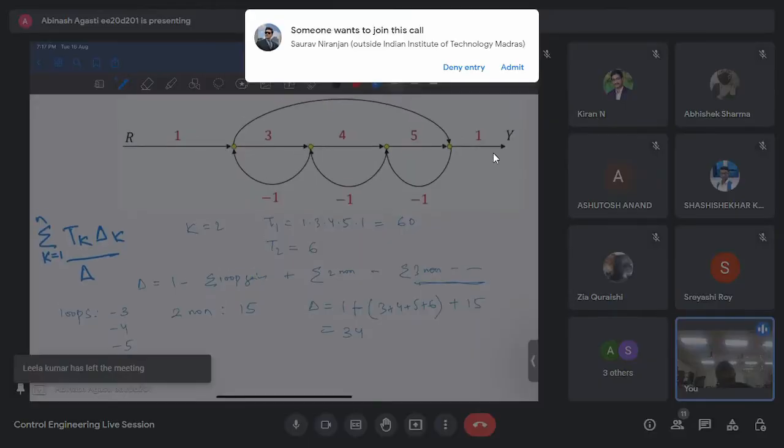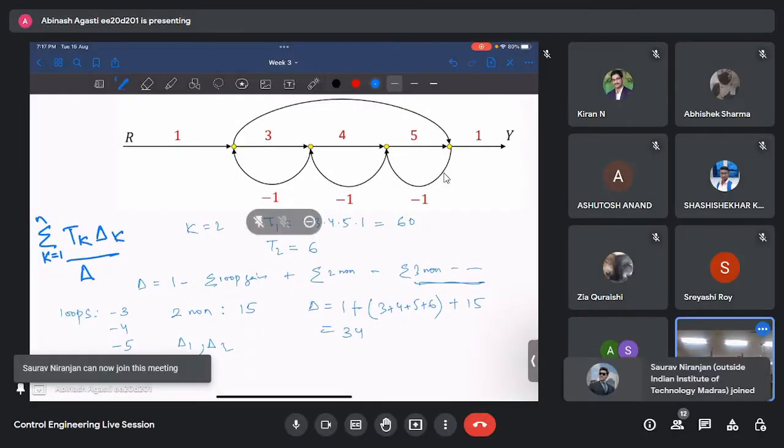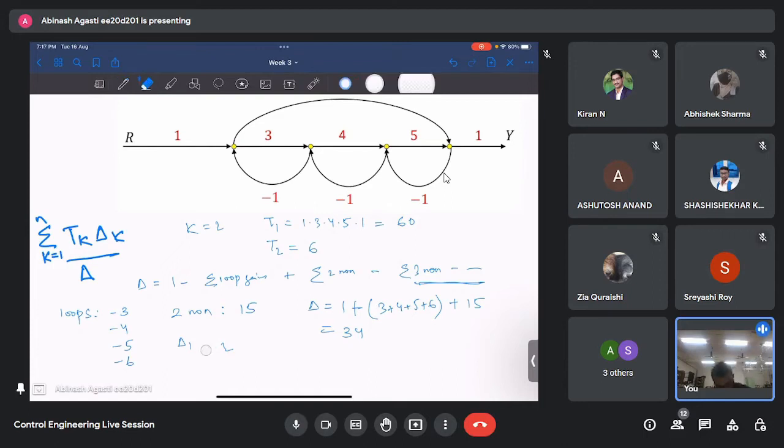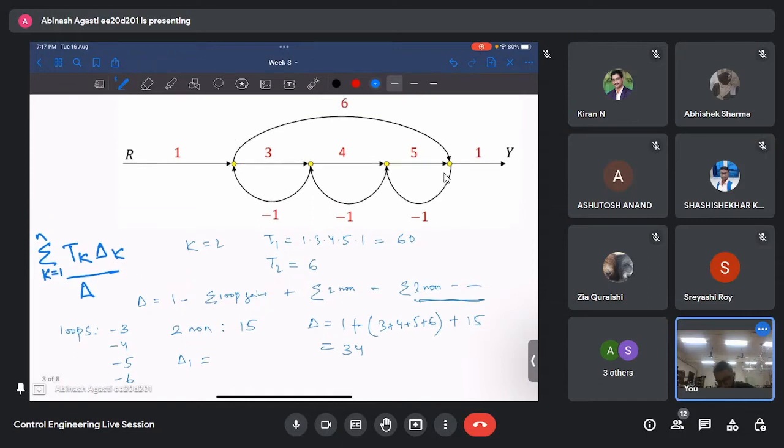Now we want to find out delta 1 and delta 2. So for delta i, what we do is we remove the corresponding forward path and then see whatever loops remain, and do the delta calculations for the remaining things. So first for delta 1, if we remove this line, tell me which loops will remain.